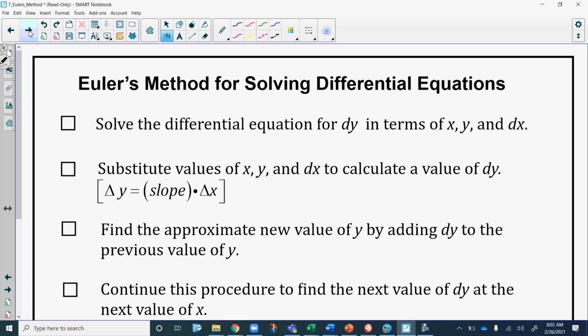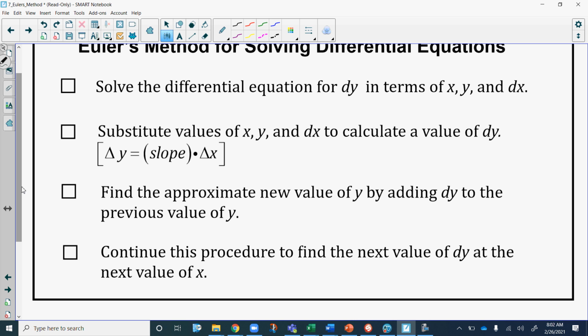Okay. Substitute values of x, y, and dx to calculate the value of dy. Okay, which is what we've been doing. That's what I did on the first example. Find the approximate new value by adding the previous y value. Okay. And continue this procedure. Then to continue this procedure, that's where the tediousness comes in.